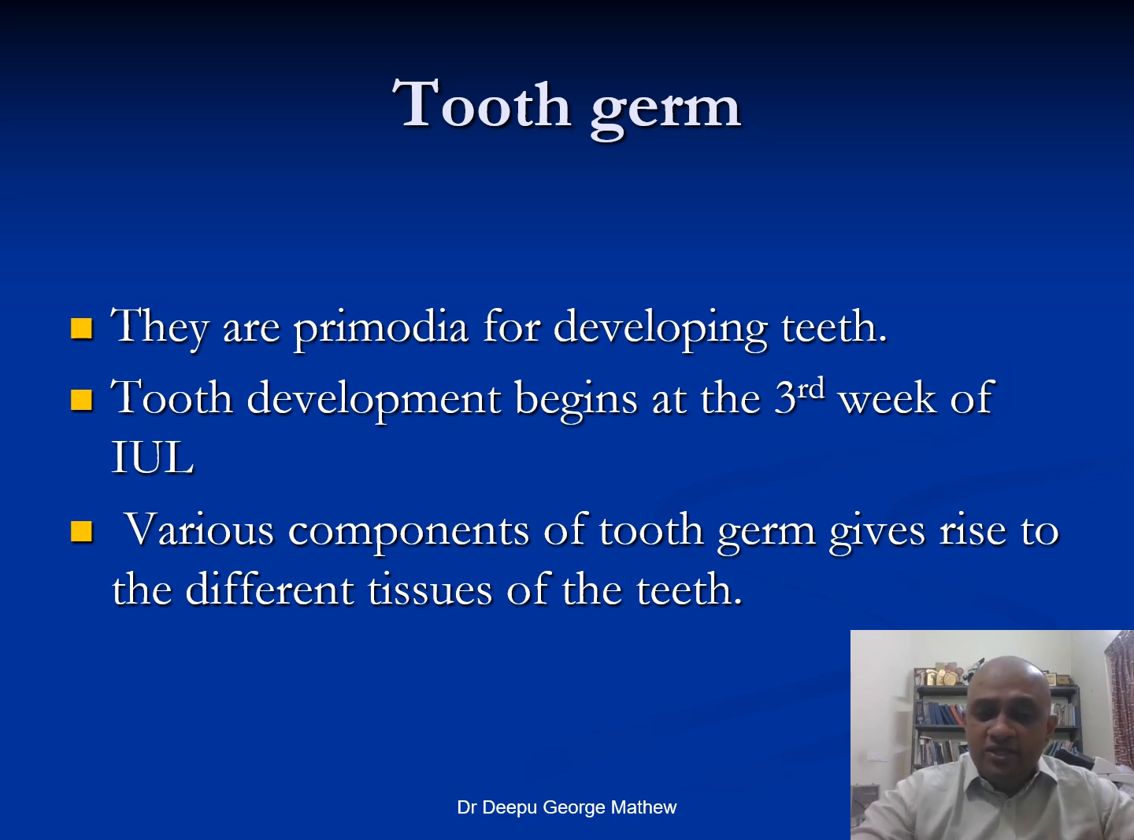Now, if somebody asks you what is a tooth germ, that is actually a primitive structure from where the tooth develops. That is what you call as a tooth germ. So usually the development of the tooth germ will start developing by the third week of intrauterine life, and you have to know what are the different components of the tooth germ. These are some basic things that you have to keep in mind.